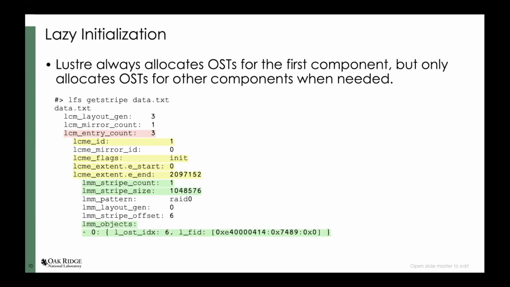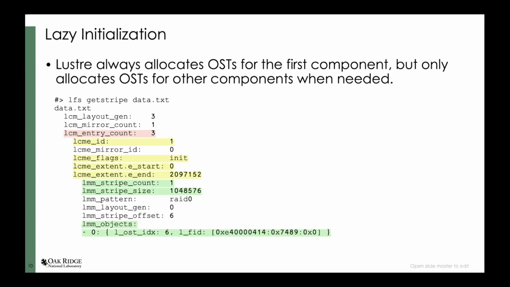One of the nice things about PFL is that it supports lazy initialization. Typically, when you set up a file, Lustre will allocate the OSTs it needs for it on a normal layout. For PFL, Lustre will allocate OSTs for the first component, but it only allocates OSTs for the other components when they're needed.